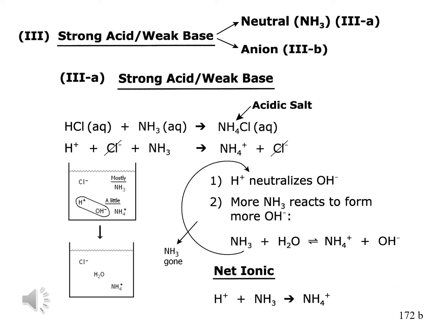But this time in the type 3A, the salt that you form is acidic. Ammonium is an acid, and so it makes acidic solutions. So in the type 1 reaction, we got a neutral salt. In the type 2, we got a basic salt. And in the type 3, we got an acidic one. And this is going to be important when we discuss especially titration curves.